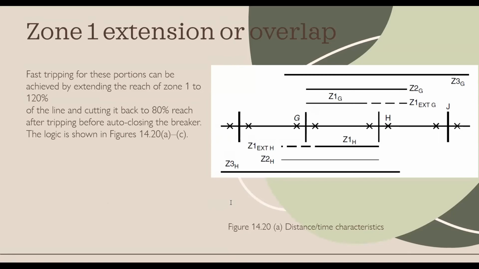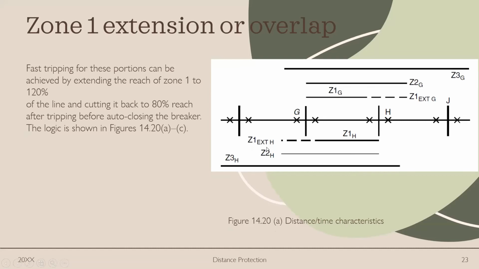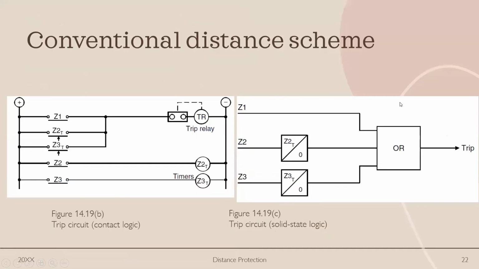Now we also have zone 1 extension or overlap. Fast tripping for these portions can be achieved by extending the reach of zone 1 to 120% of the line and cutting it back to 80% reach after tripping before auto-closing the breaker. The logic is shown in the figures here, wherein zone 1 has been extended here, represented by the broken line, and over here goes past zone 2, reaching 120%.